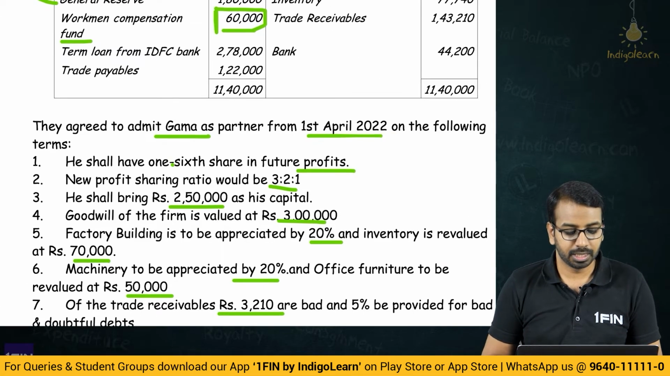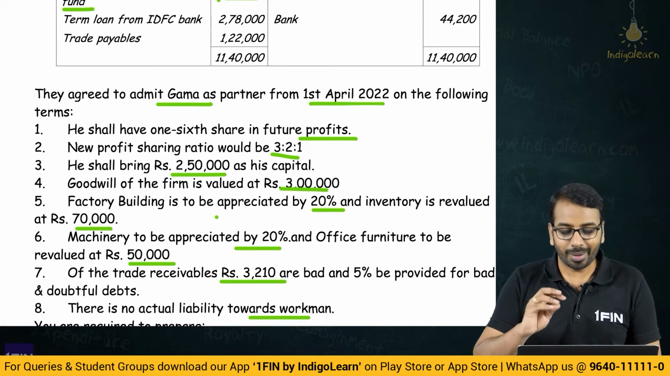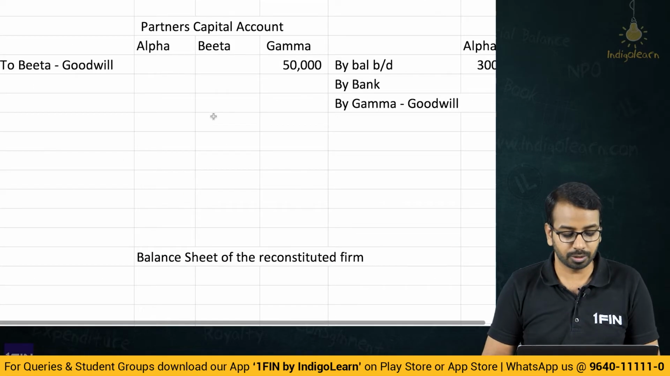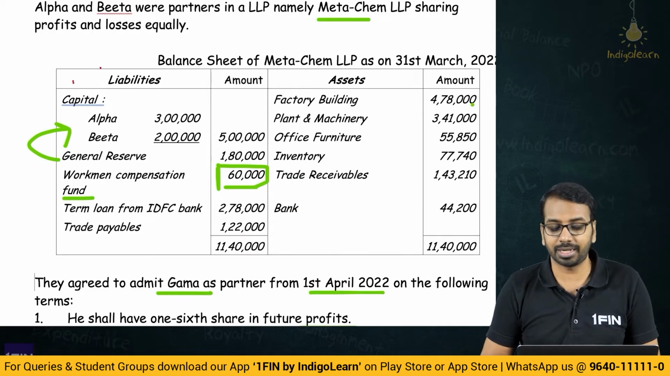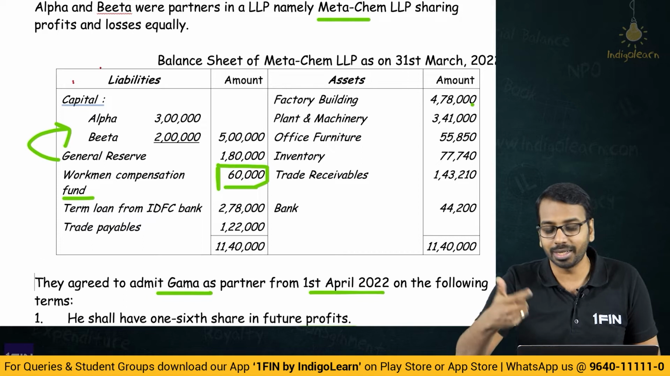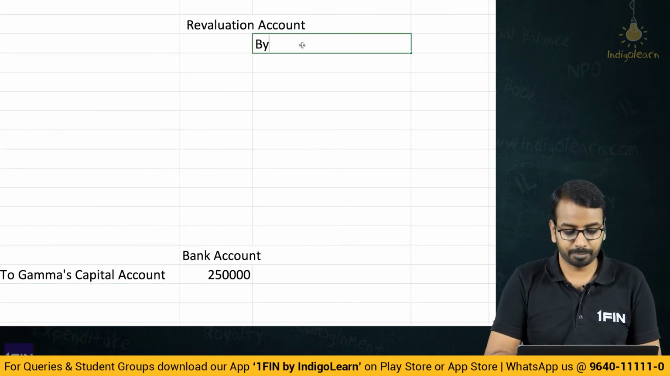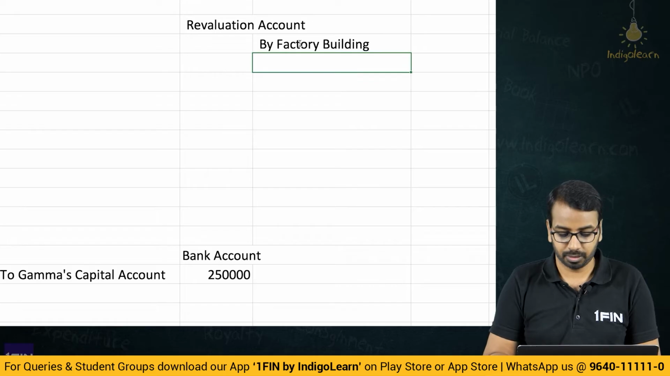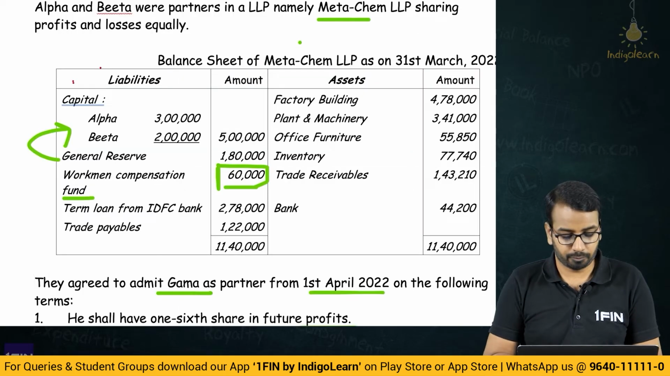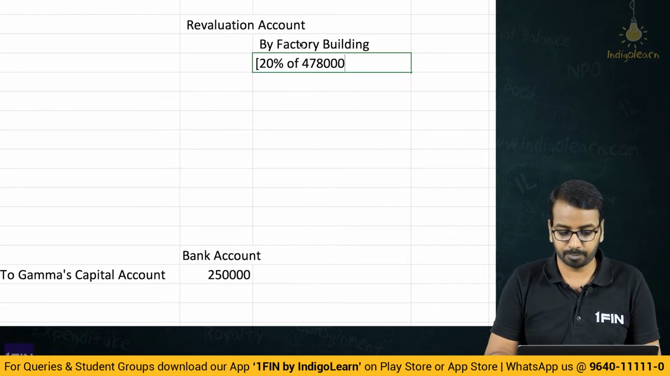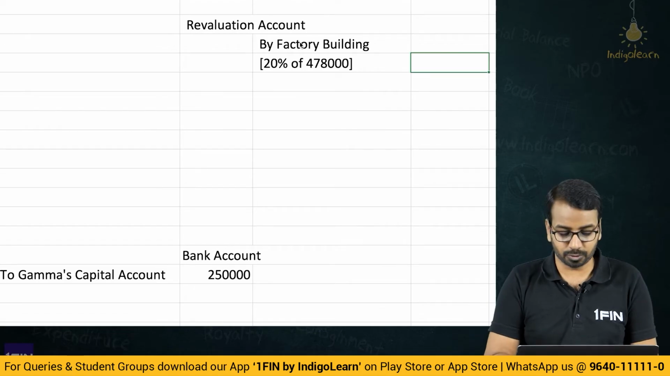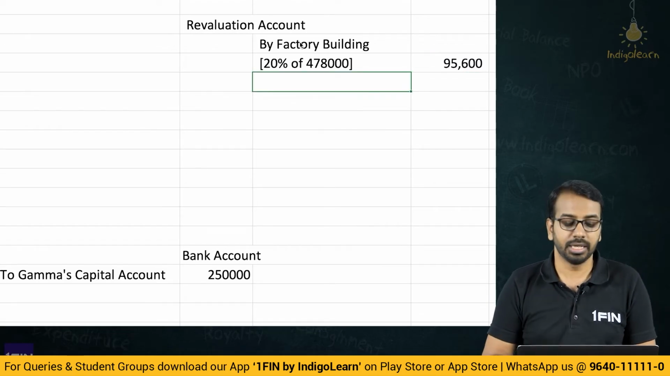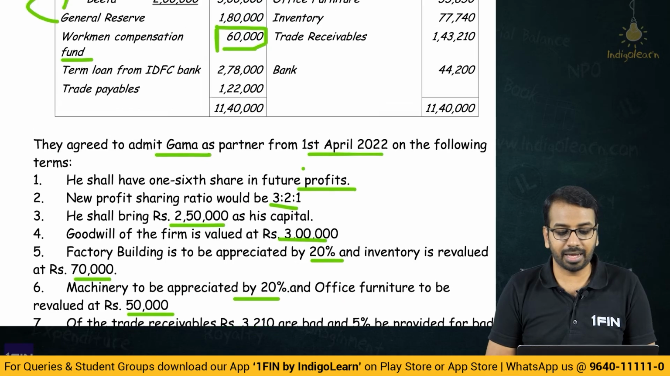Then moving on, factory building is to be appreciated by 20% and inventory is revalued at 70,000. So, now let us prepare the revaluation account. First thing is, factory building is to be appreciated by 20%. So, 4,78,000, 20% of this is the upward revaluation. So, by factory building, 20% of 4,78,000, that is 478,000 into 20%, we get 95,600. Okay, 95,600.